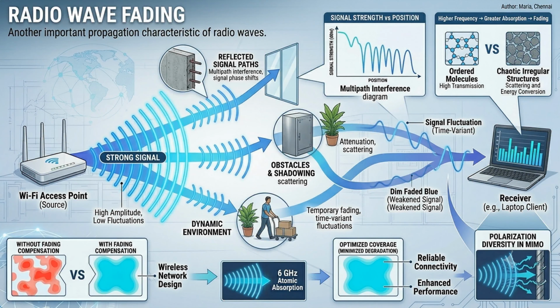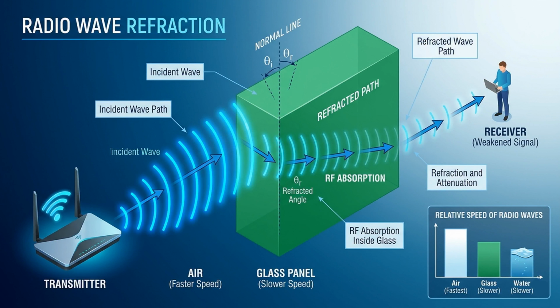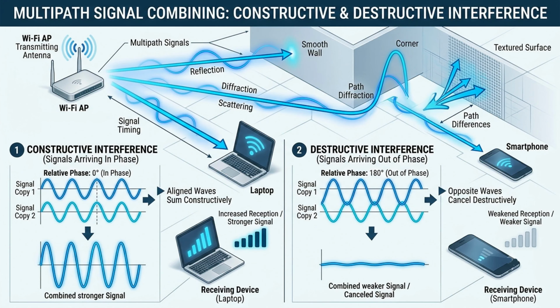Radio wave fading. Another important propagation characteristic of radio waves is fading. Radio wave fading refers to the variation or reduction in the strength of a received signal over time, location, or frequency. Rather than remaining constant, the signal may fluctuate, weaken, or even temporarily disappear as it travels through the environment. Fading commonly occurs because radio waves rarely reach a receiver through a single path. Instead, multiple copies of the same signal may arrive after being reflected, diffracted, or scattered by surrounding objects. When these signals combine at the receiver, they can either strengthen or weaken one another depending on their relative phase and timing.